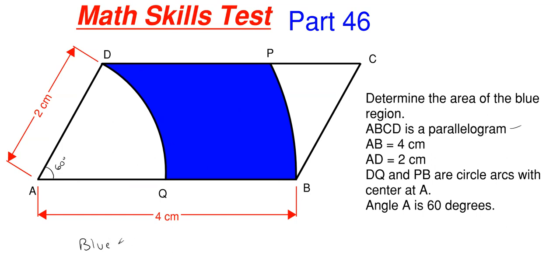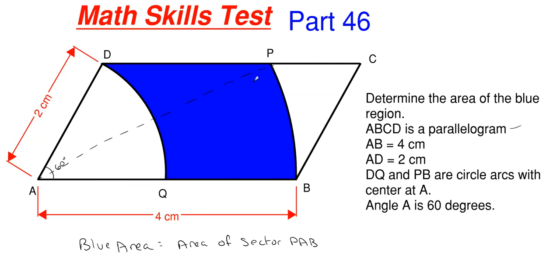So in order to find our blue area here, we have to find the areas of a few other pieces. Let's imagine that we have a straight line going from A up to P. We are going to have to find the area of this partial circle sector APB, which I'm just going to call sector PAB. So that would give us this bottom portion here.